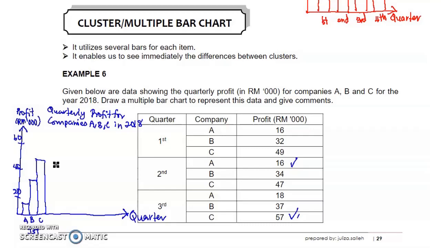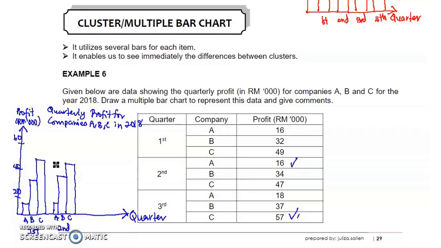Okay, second cluster. For second quarter, A is 16. So let's say somewhere around here. So make sure you leave space between next cluster. B 34, let's say somewhere around here. And then 47, somewhere around here. Then label again A, B, C.